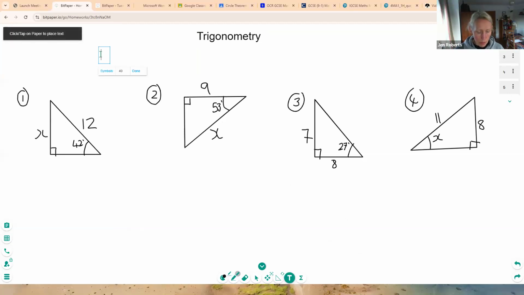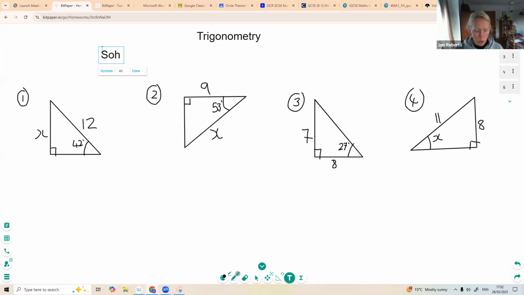So SohCahToa. I've got a right angle triangle involving angles and lengths. I know it's SohCahToa. If it was just lengths, it would be Pythagoras. Step 1, let's get your triangle labelled up. I'm only going to label a length if it's got some bit of information on it.